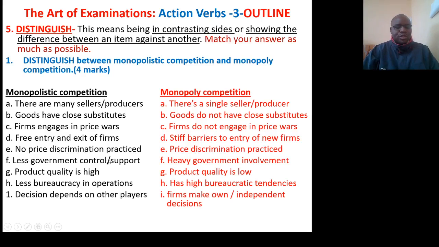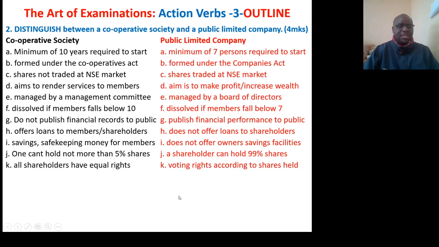Less government control or support is seen. Here, heavy government involvement is evident. Product quality is high. Here, product quality is low or may be low. Here, less bureaucracy is in operations. On this side, there is a high bureaucratic tendency. On this side, decision depends on other players, but on monopoly, firms make their own independent decisions.